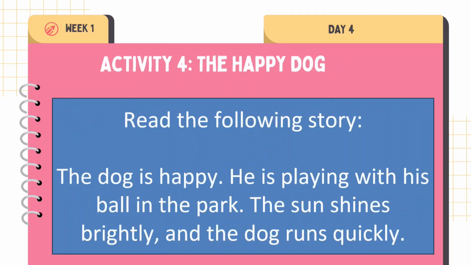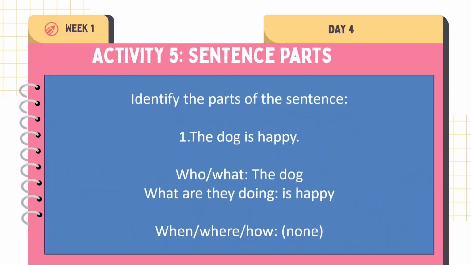Now let us read the following story. The dog is happy. He is playing with his ball in the park. The sun shines brightly, and the dog runs quickly. Let us identify the parts of the sentence. Number 1, the dog is happy.